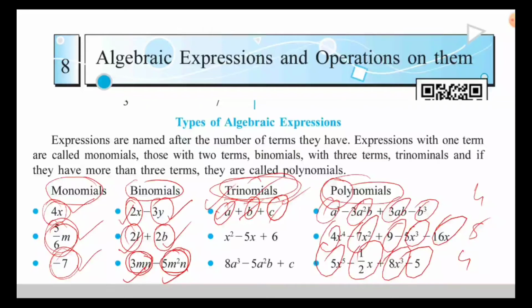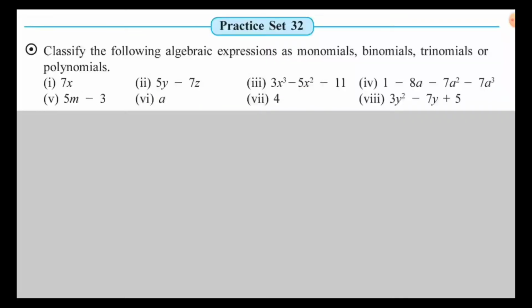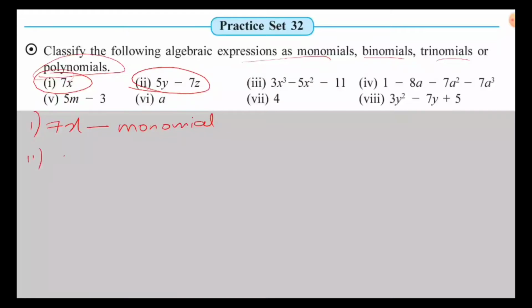Second thing, we will be continuing it for practice set 33. First of all we will be completing our practice set 32, that is classify the following algebraic expressions: monomial, binomial, trinomial or polynomials. So you all can see that the first one is only having one term, so this is what? Monomial. Second one is what? Binomial. I'll just write binomial. Third one is what? Trinomial. We can see that there are 3 different terms, so this is trinomial.